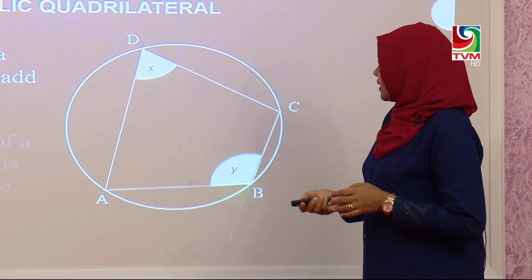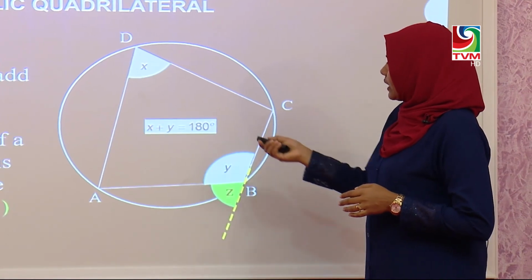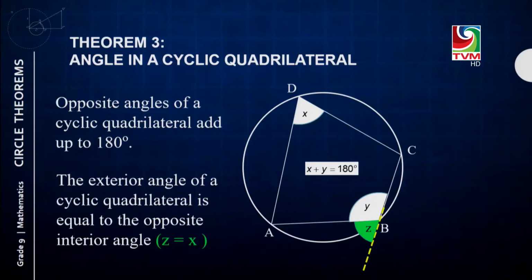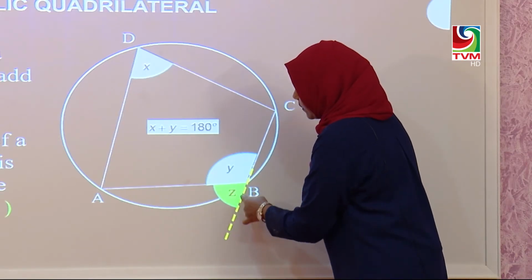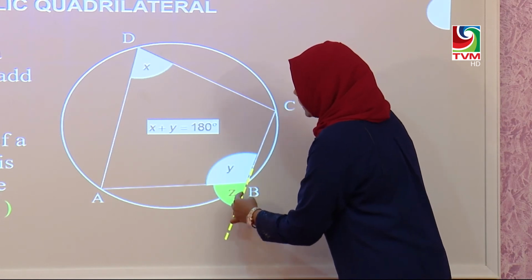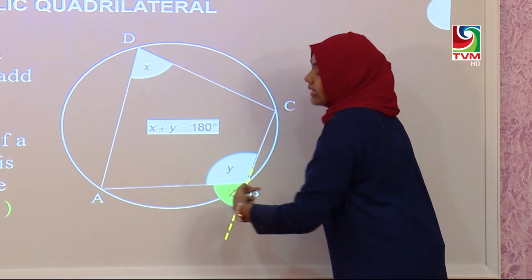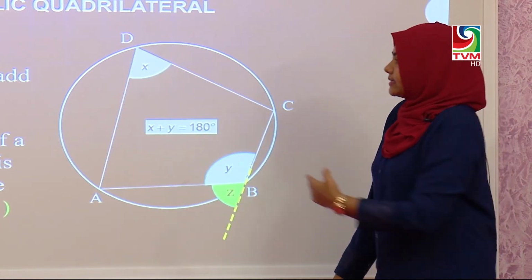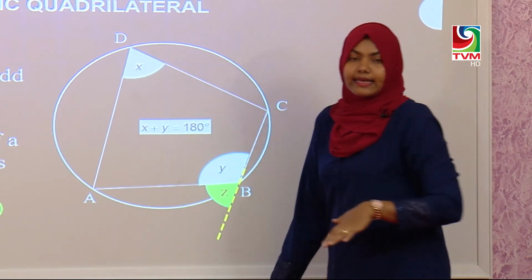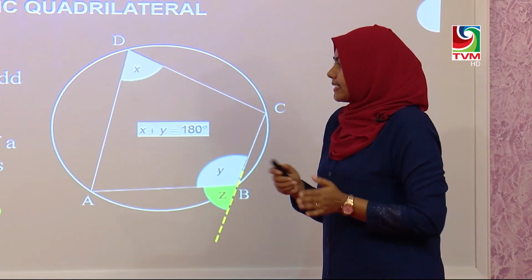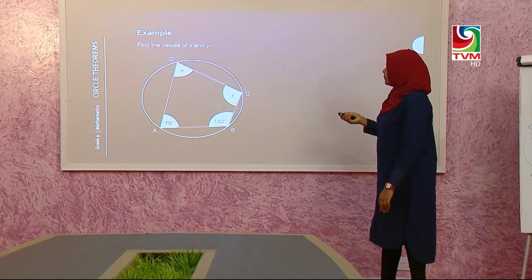So, therefore, x and y will be equal to 180 degrees, and the exterior angle of a cyclic quadrilateral is equal to the opposite interior angle. That means the exterior angle that I have given is z. So, the opposite interior angle will be x. These two angles will always be equal. You can take any exterior angle from the cyclic quadrilateral, and both the exterior and opposite interior angles will always be the same.